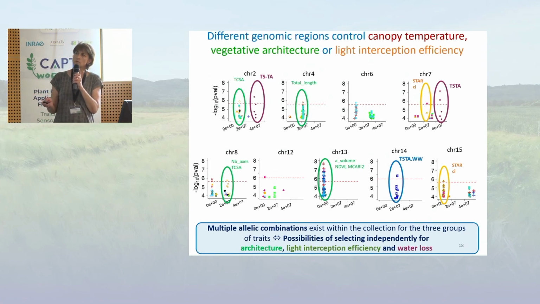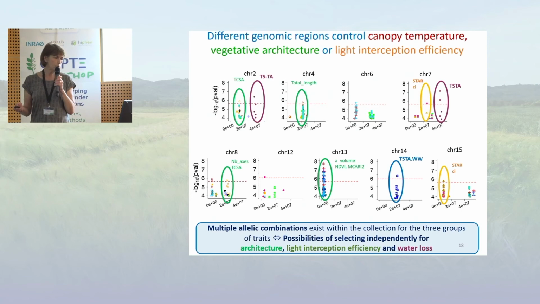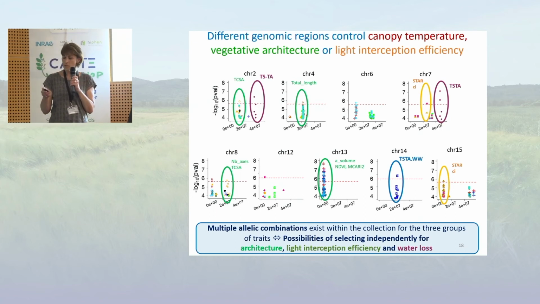So this means that we could have allelic combination. Here we have in green the architectural traits, in brown the temperature of the leaves, and in yellow the light interception. And you see that the different genomic regions are associated with the different traits. This means that for breeding we could combine different allelic variation within an ideotype, and those combinations are quite independent at that step in the collection.